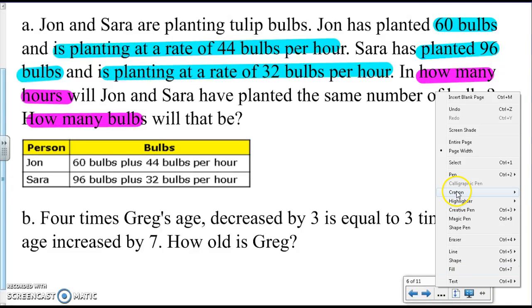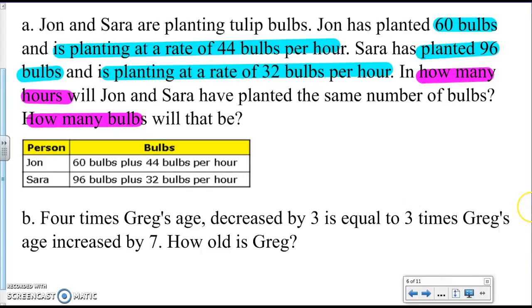So let's set up our equation here. What they're asking us to find is, first, how many hours, so I'm going to use h for my variable. It stands for hours. If John's already planted 60 bulbs, plus he is planting 44 bulbs per hour, that's going to be 60 plus 44h, and that comes right from this table. We just need to put some symbols in. And we want to know when that's equal to Sarah, who has planted 96 bulbs at a rate of 32 bulbs per hour. So 96 plus 32h, change that into math symbols, and you have your equation.